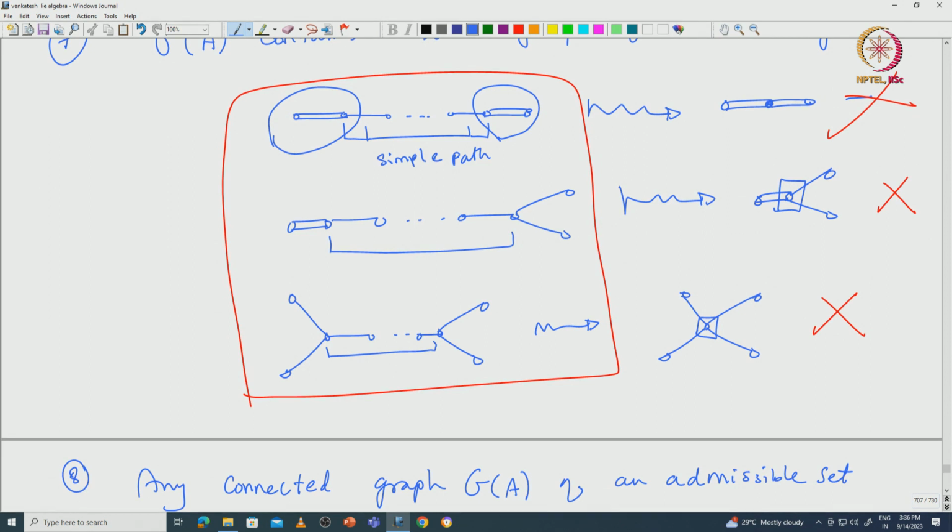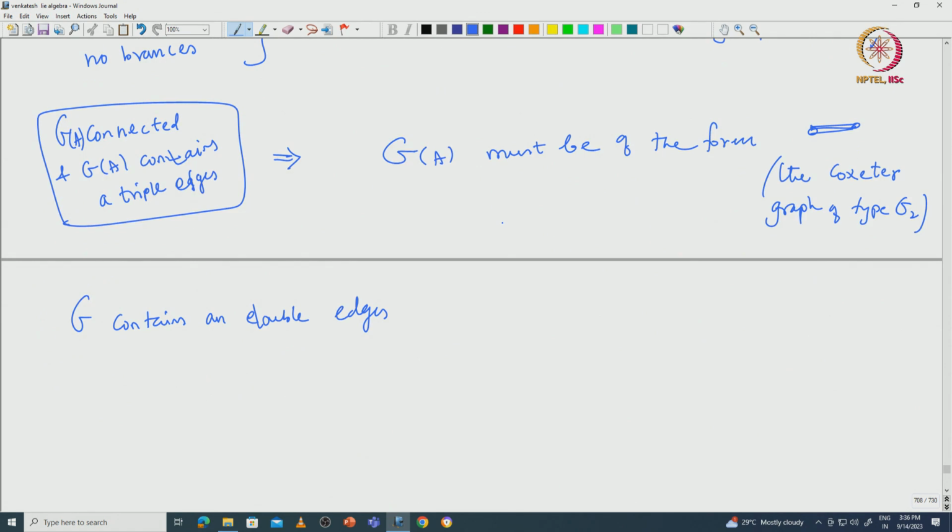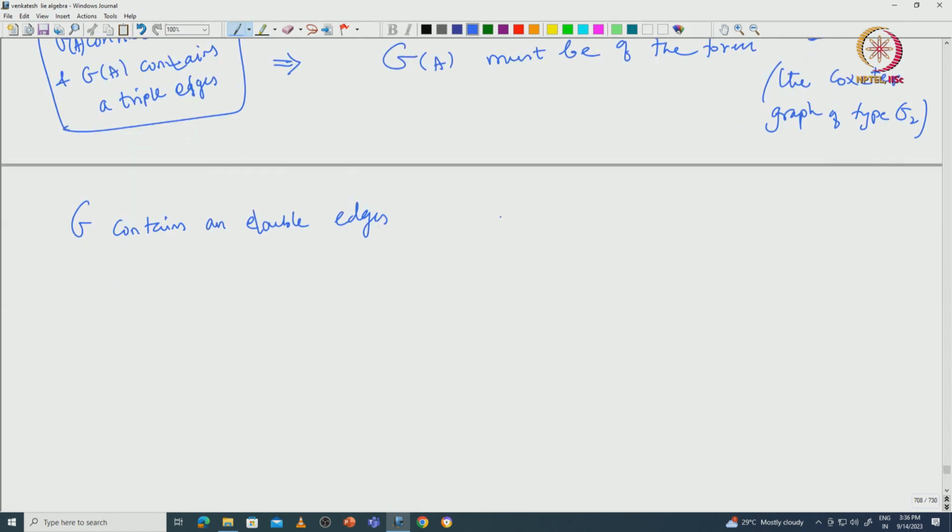So, that tells you that if it has a double edge, then it should not have another double edge. Now if it has a double edge, then again it cannot have a branch. If it has a branch, you can have a subgraph of this form. So, that actually forces, if G contains some double edges, then it has to be of the form something like this. There is no other option.